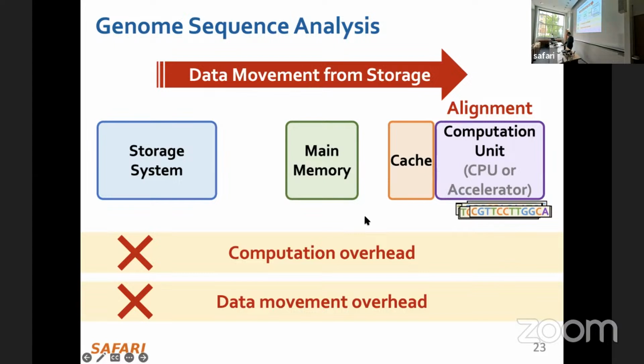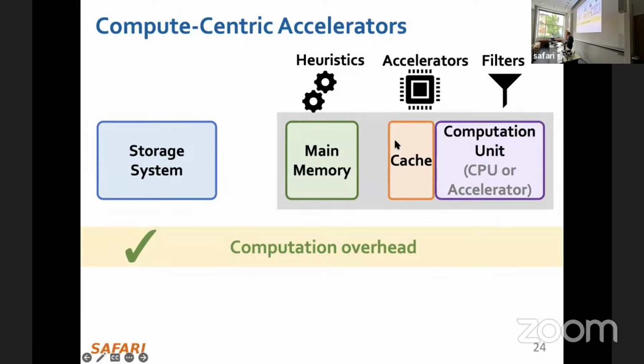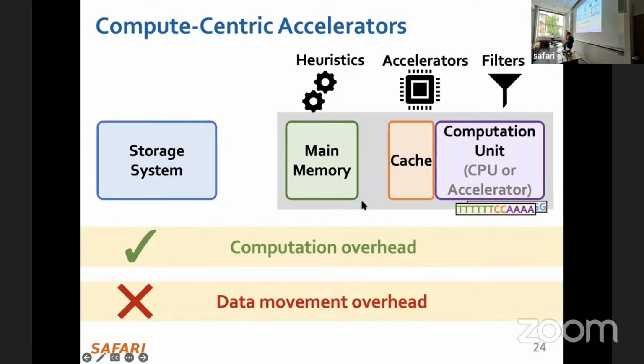So what previous works do is they use heuristics, accelerators, and filters to minimize the data movement, at least from main memory, because there are a lot of processing-in-memory accelerators. In this case, I'm looking at the storage system, as you can see. And they also do a lot of optimization to accelerate the computation. So this usually addresses the computation overhead, but this doesn't address the data movement overhead from the storage system. And that could be the bottleneck, especially if you have lots of things to move.